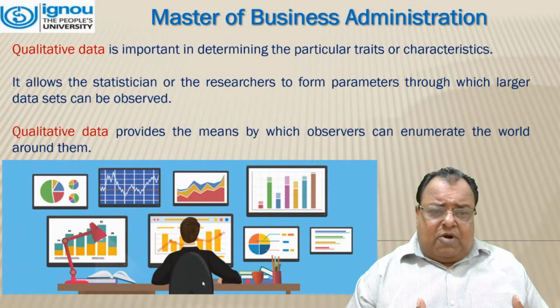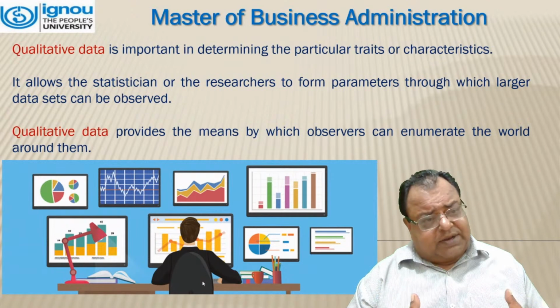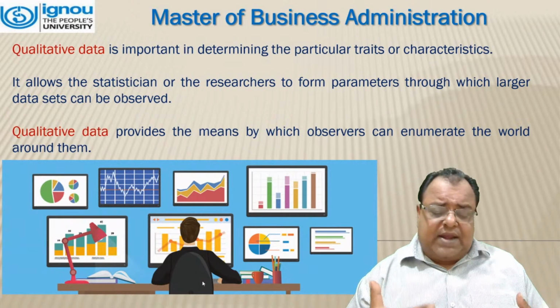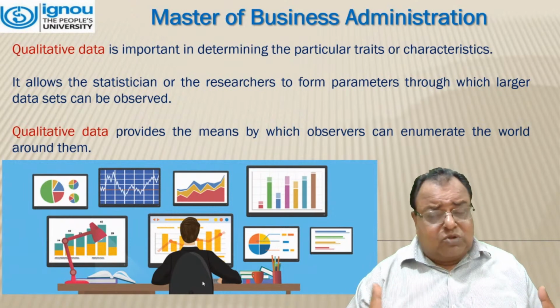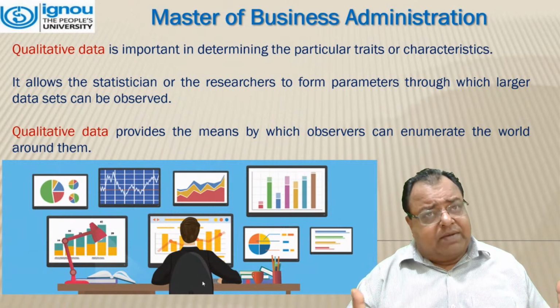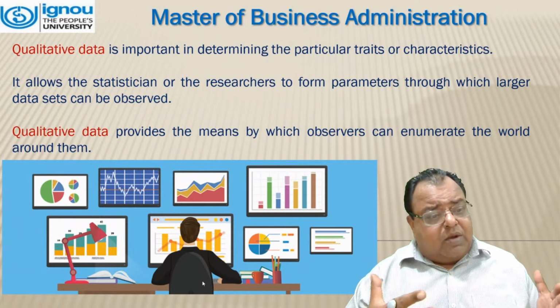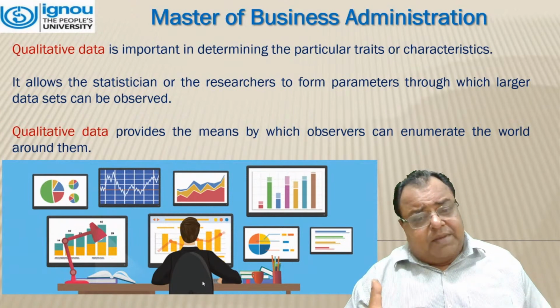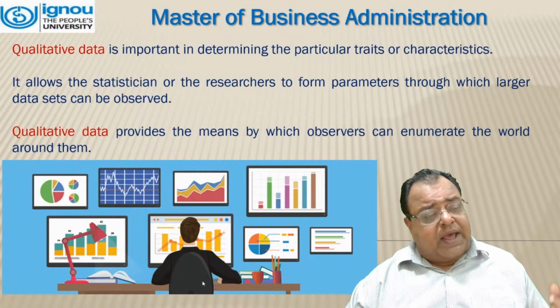Qualitative data is important in determining the particular traits or characteristics. It allows the statistician or the researcher to follow parameters through which a large data set can be observed. Qualitative data provides the means by which observers can enumerate the world around them.